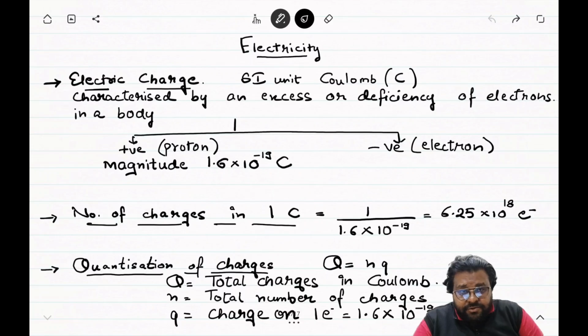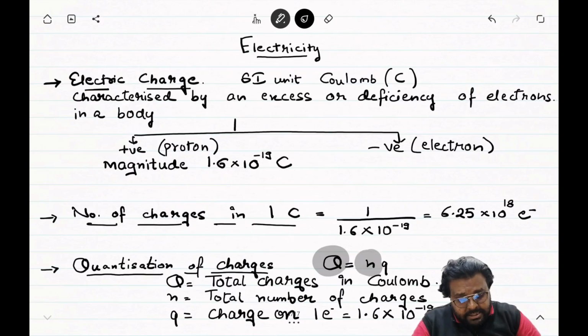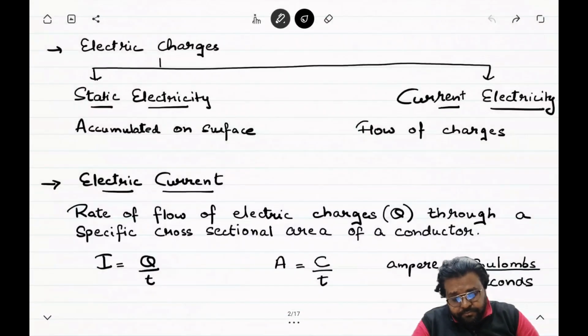Now there is quantization of charge. The higher level of quantization you will study in 11th class, but as of now you will be studying Q equals nq. Capital Q is the total amount of charge, in coulomb, n is the number of electrons or charges which we are counting, and q is the magnitude of charge on one electron, that means 1.6 into 10 to the power minus 19 coulomb. So that is quantization of charges.